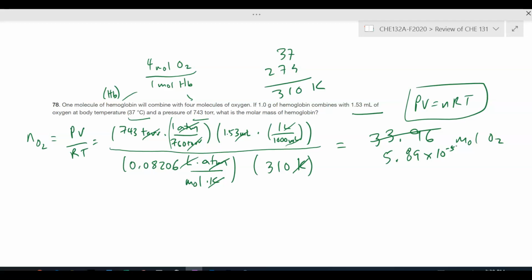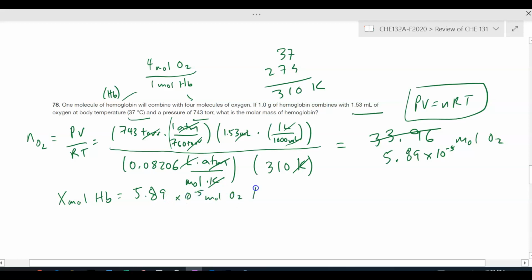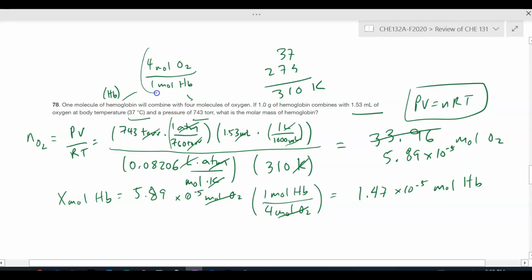So here's what we know. How many moles of hemoglobin must we have? Well, if I have 5.89 times 10 to the negative fifth moles of O2, and I know that for every 1 mole of hemoglobin, 4 moles of O2 absorb, so I'll just divide that by 4, and that gives me that I have 1.47 times 10 to the negative fifth moles of hemoglobin, because moles of O2 and moles of O2 cancel out. And again, that's that 4-to-1 ratio we got from the first sentence there.